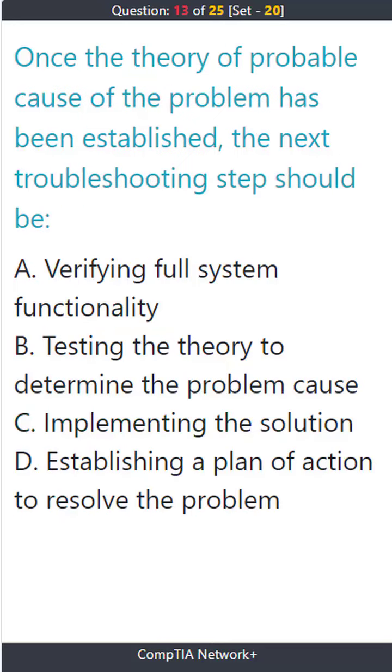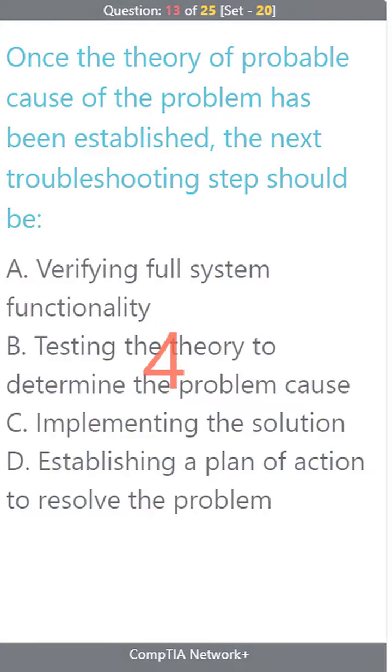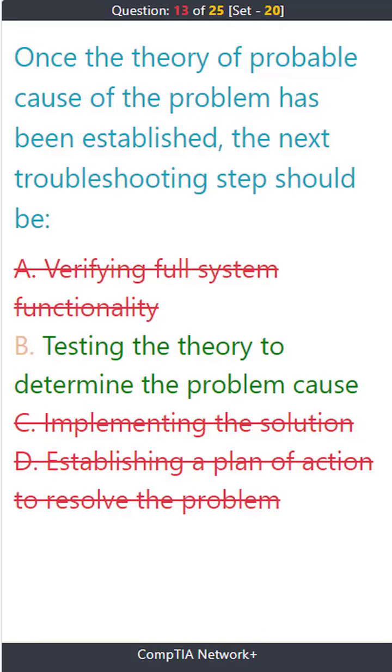Question 13. Once the theory of probable cause of the problem has been established, the next troubleshooting step should be A. Verifying full system functionality. B. Testing the theory to determine the problem cause. C. Implementing the solution. D. Establishing a plan of action to resolve the problem. The correct answer is B. Testing the theory to determine the problem cause.